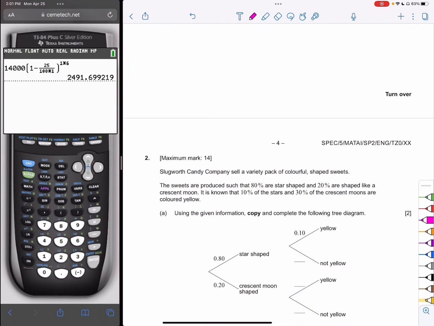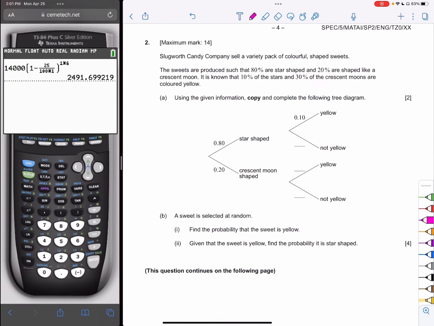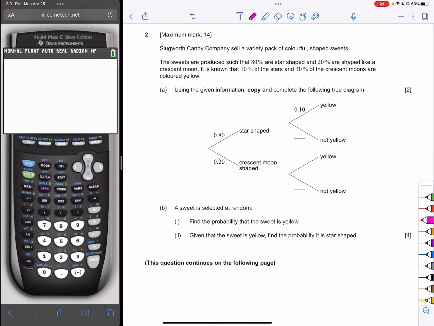All right, so now let's look at number 2. For number 2, it says Slugworth Candy Company sells a variety pack of colorful shaped sweets. What we have to do here is understand that the sweets are produced such that 80% are star shaped, 20% are shaped like a crescent moon. It is known that 10% of the stars and 30% of the crescent moons are colored yellow. Using the information, we want to copy and complete the tree diagram. So, of course, you will have to write this out and copy it and then fill it in.